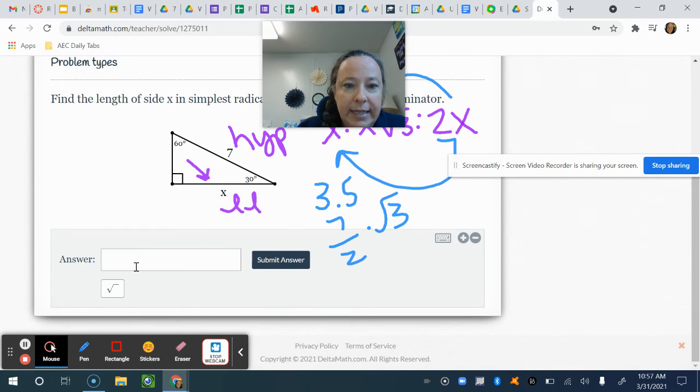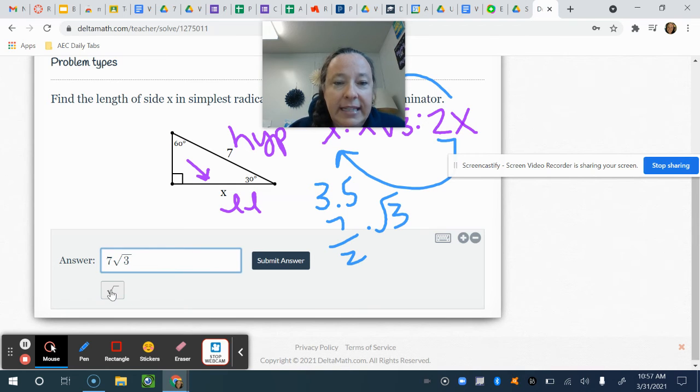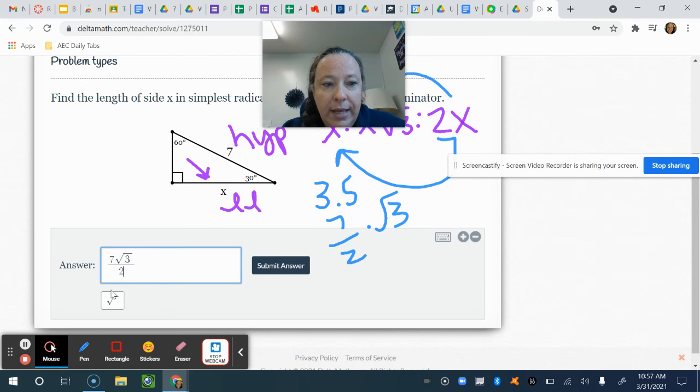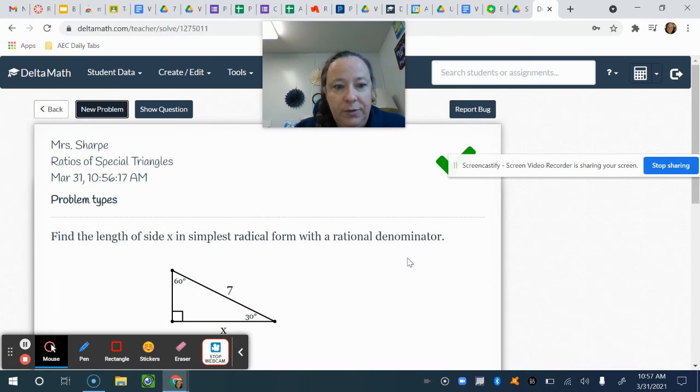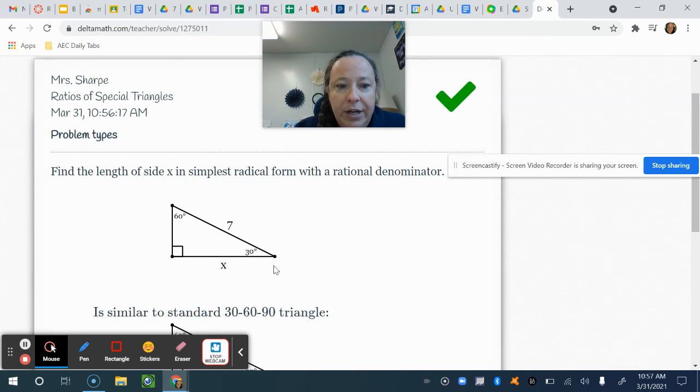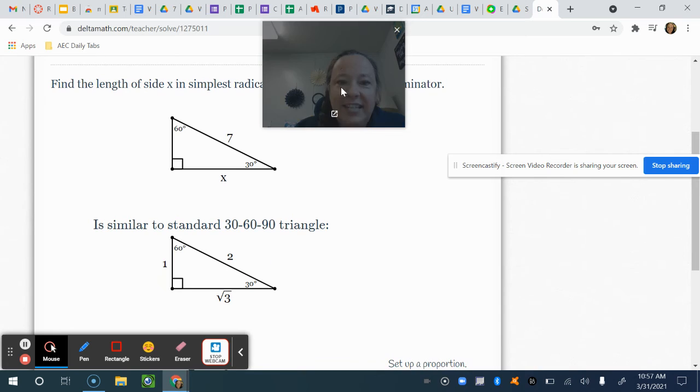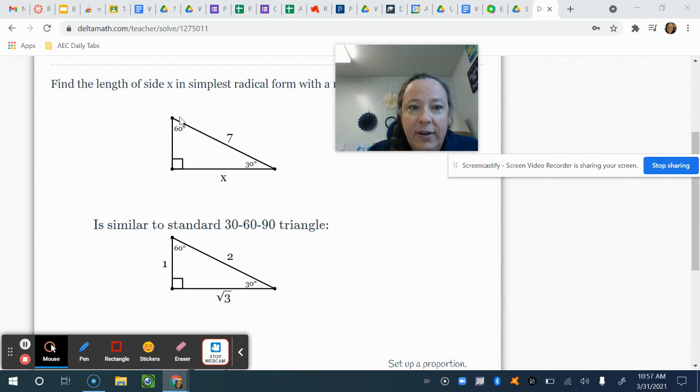When I go and type that in, 7 radical 3. I know in the past I've had some of you have a hard time with fractions. Hit Control A, just select it all, and then hit the division symbol and put the 2. I submit my answer, and it's right. Okay. Now, what I wanted to show you was this whole standard triangle similarity thing. So here's the problem. Here's the standard triangle.